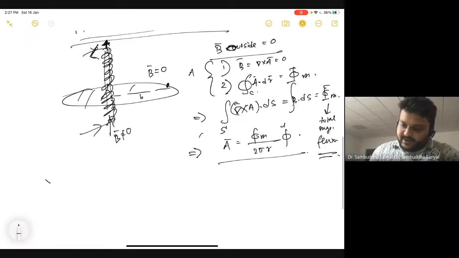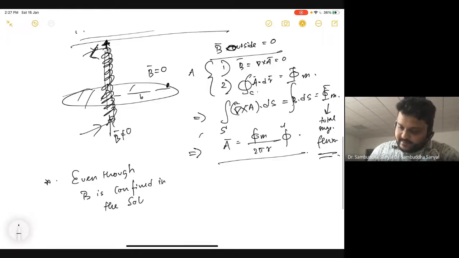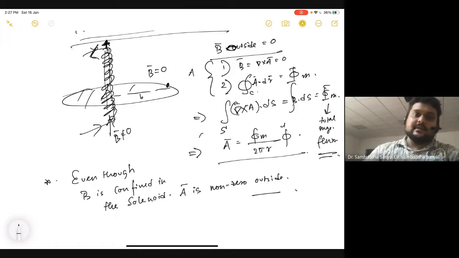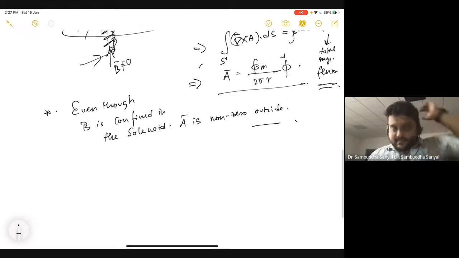So the main point: even though B is confined in the solenoid, A is non-zero outside. Okay. Now we want to do the quantum mechanics of this problem.